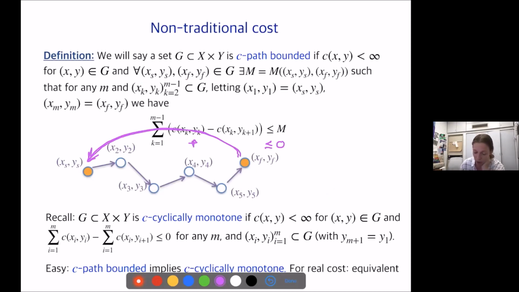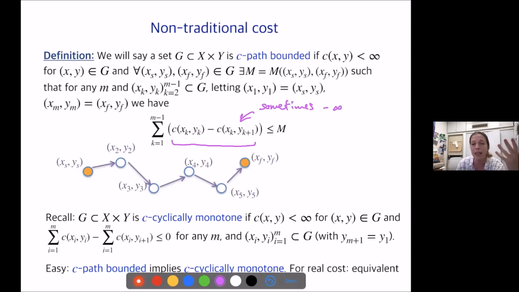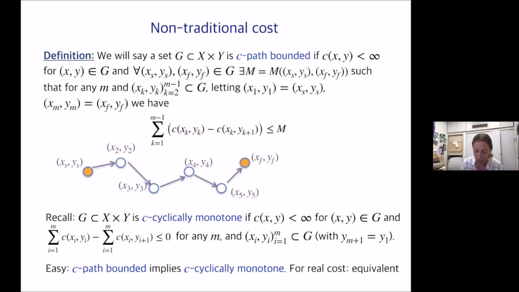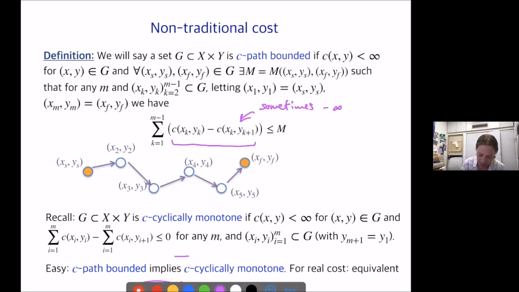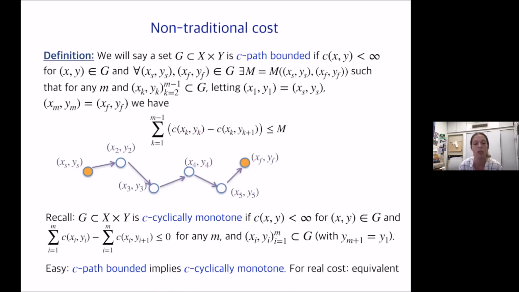But the point is that when you look at these terms that you're adding over here, this one is sometimes minus infinity. Now, when it's minus infinity, you're fine, right? Because you only want it to be less than or equal to m. But if you added a term and the sum is less than 0, and the term you added was minus infinity, then maybe the total sum was not bounded, and it became less than 0 only because you added to it something which is negative infinity. So Cpath boundedness does not follow. This is not true in general for non-traditional costs, but it is true when the cost is real valued.